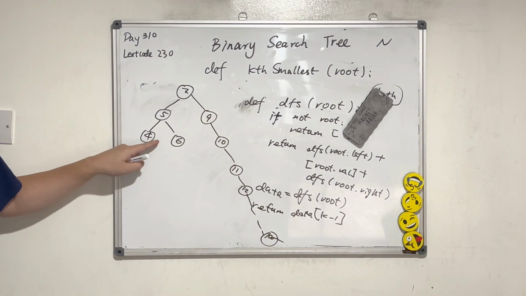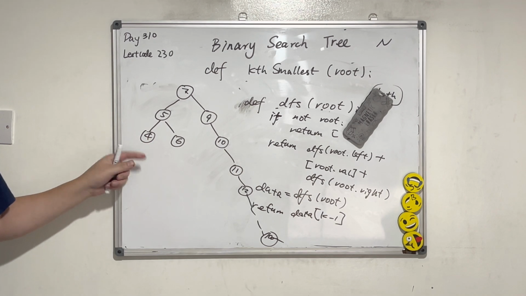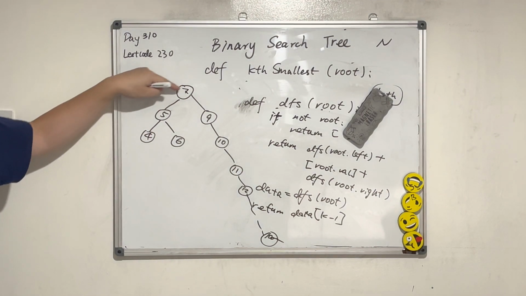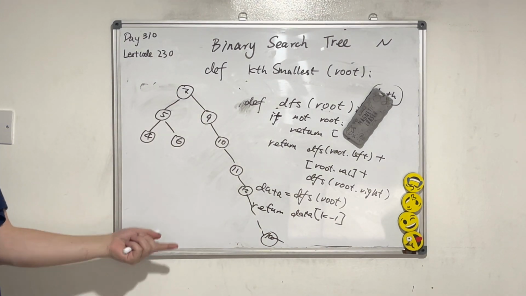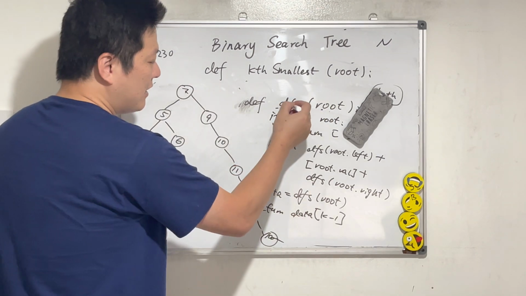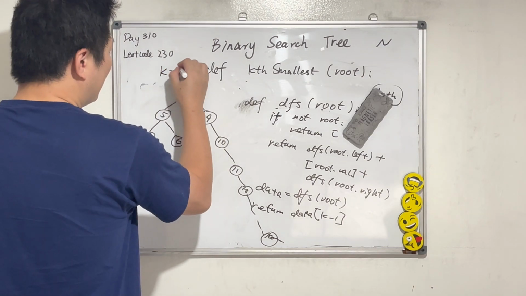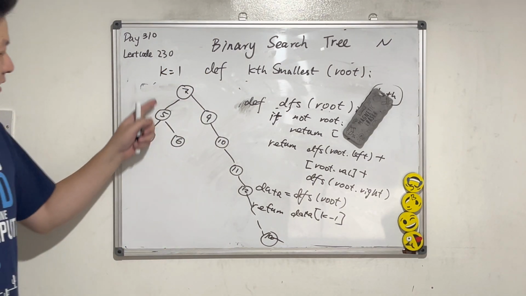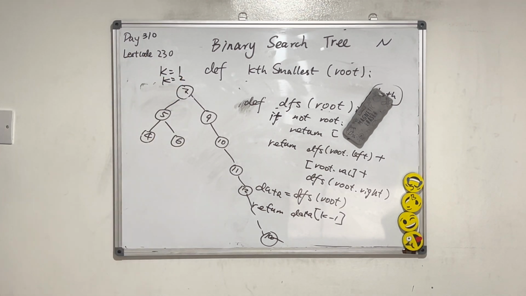But look, if I want you to tell me what's the first smallest number? Four. Okay, we can go through here. Do we have to visit all the others? No, because we already know it's here. So why do we need to keep visiting all this? But K, what's K? If K is one, the smallest; K is 2 means the second smallest. So what's the second smallest in this binary search tree? 5, exactly.